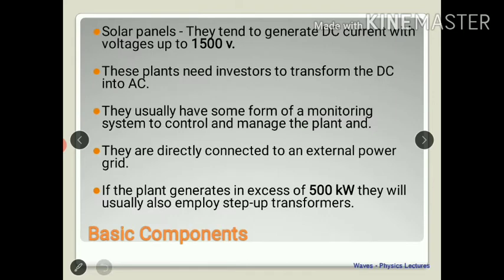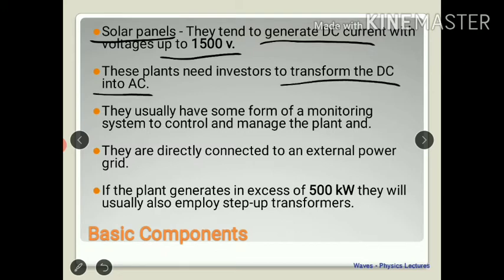So the solar panels that we are using tend to generate DC current with voltages up to 1500 volts. You can generate as high as 1500 volts, but these plants definitely need to transform the DC into AC, because we cannot transfer DC into household supplies, as there is a lot of power loss. If we have AC, we can transfer it over the grid system, and then household appliances like your bulb, television, and other electronic appliances can be run.